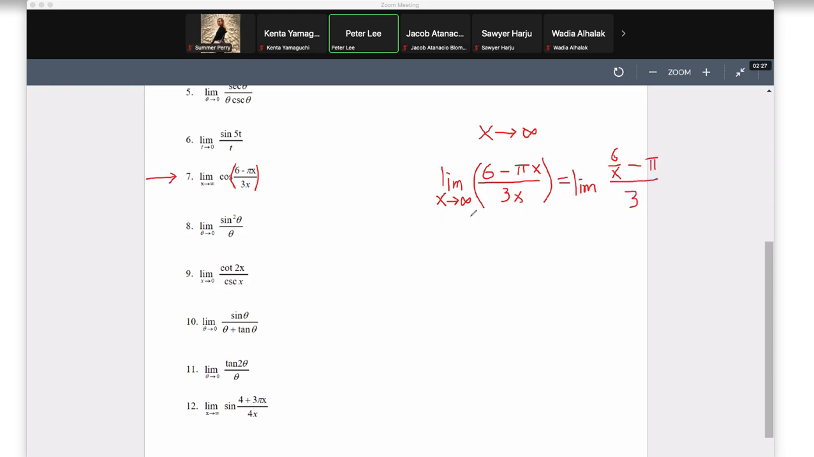Now note that x is approaching infinity. Always watch this out, and always remember what this guy is. Do not assume that this x is always approaching 0. Always be very, very careful because you cannot afford to make any mistake. So here, x is approaching infinity.